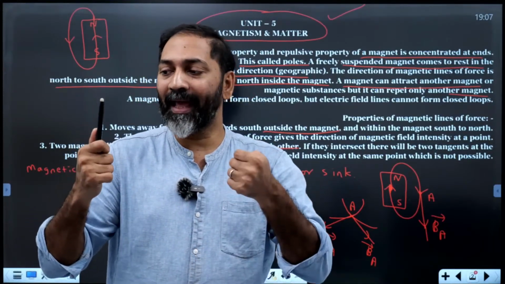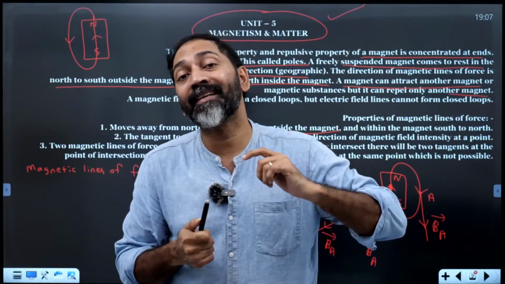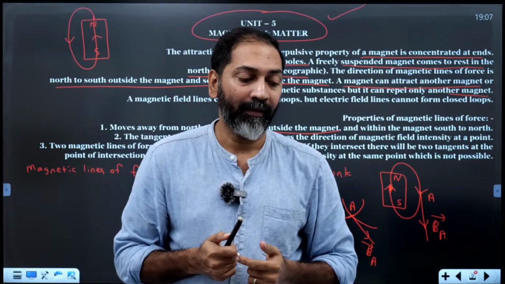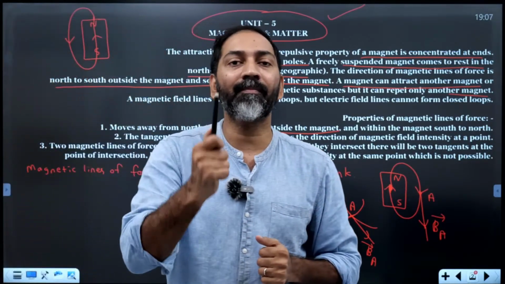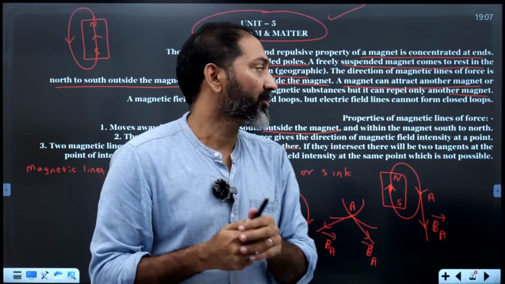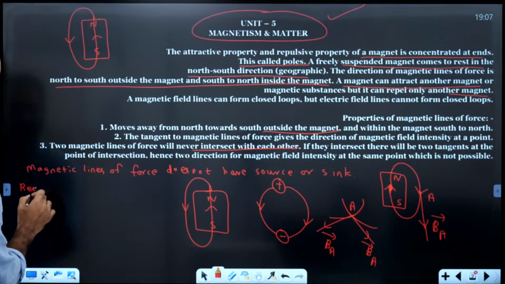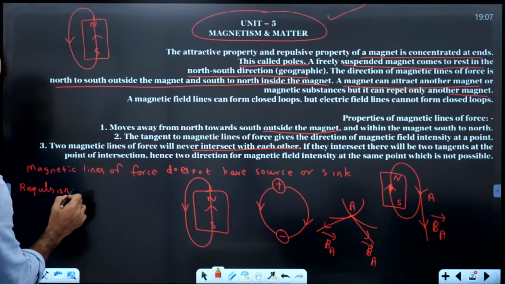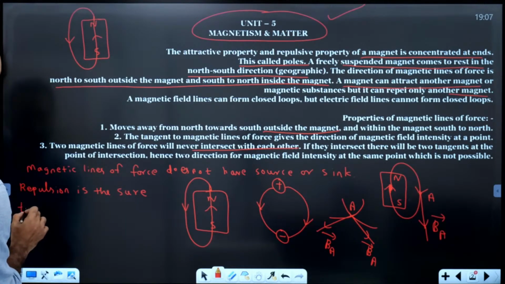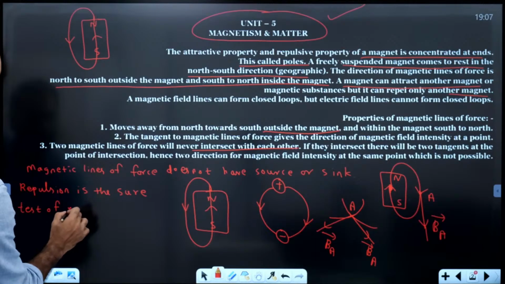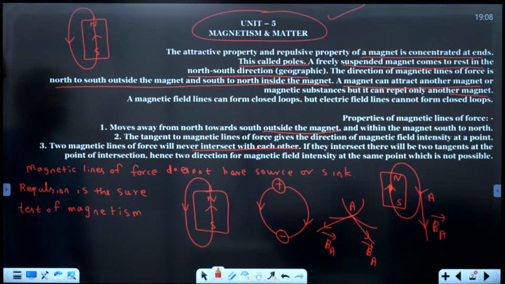And suppose when I bring that black material close to another magnet, it experiences repulsion. If this black material is experiencing repulsion, then we can be 100% sure that it is a magnet. So repulsion is the sure test of magnetism. That is our next point.